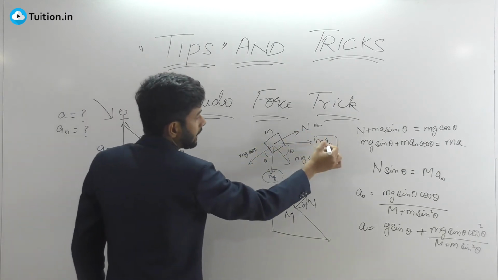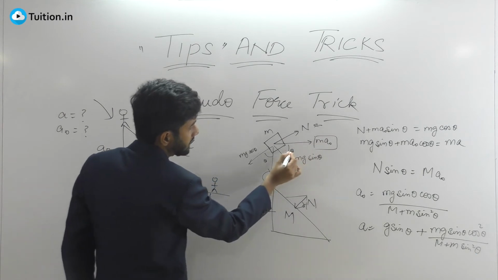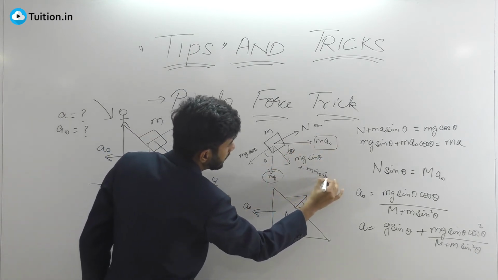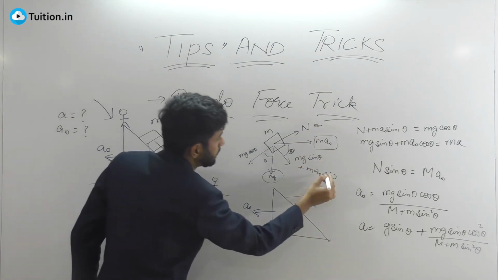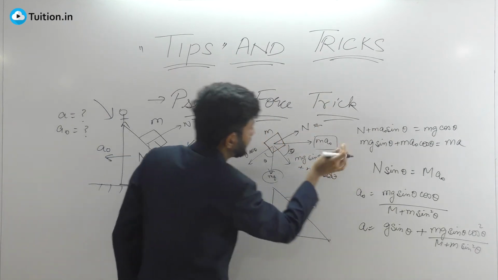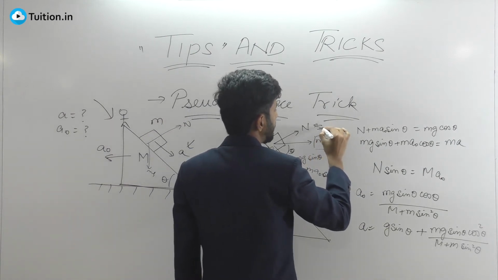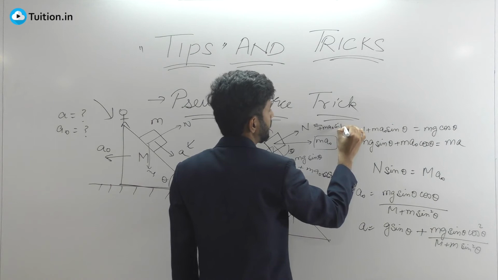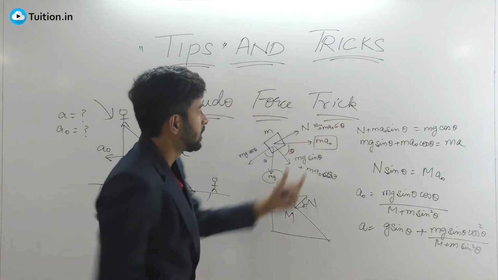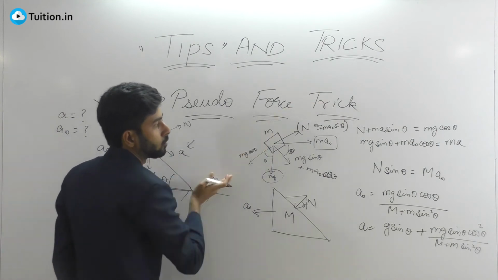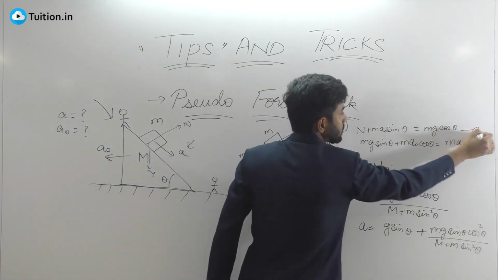That's why this m a naught can be split again. This is theta, right? So you'll have m a naught sin theta here, and this will be m a naught cos theta, and that will be split there as m a naught sin theta. So N plus m a naught sin theta that you are able to see here will completely balance the mg cos theta because there is no movement here. That's why you have this first equation, right?